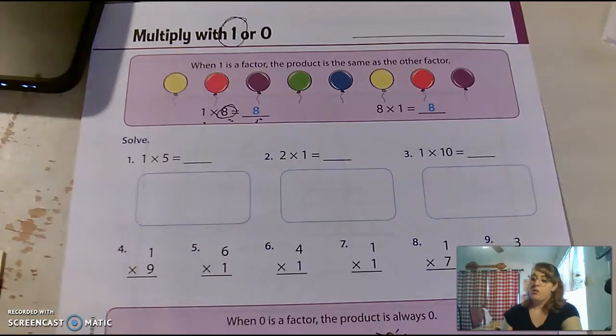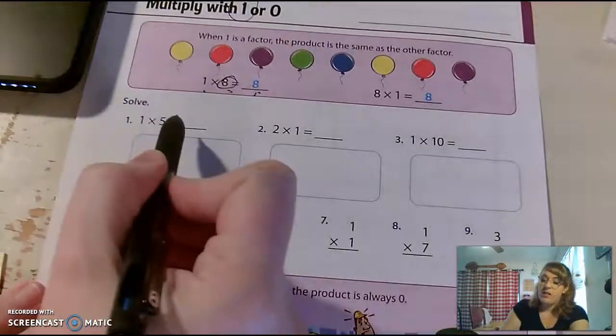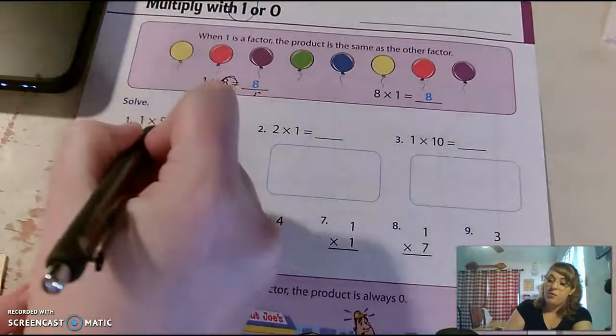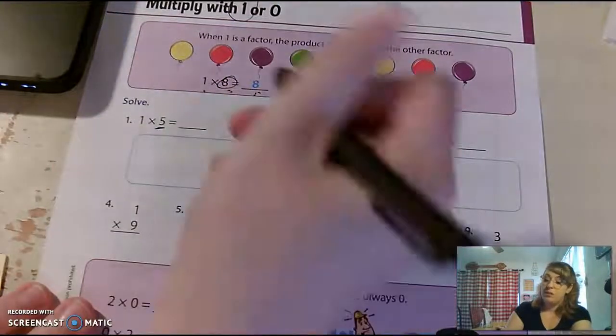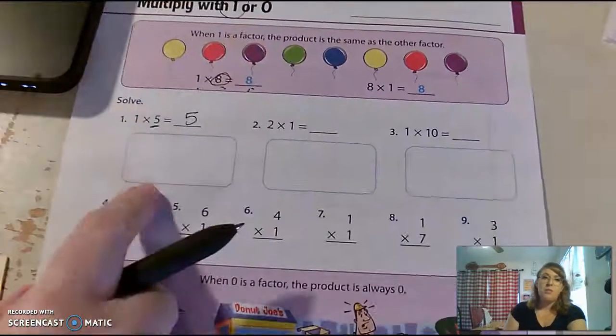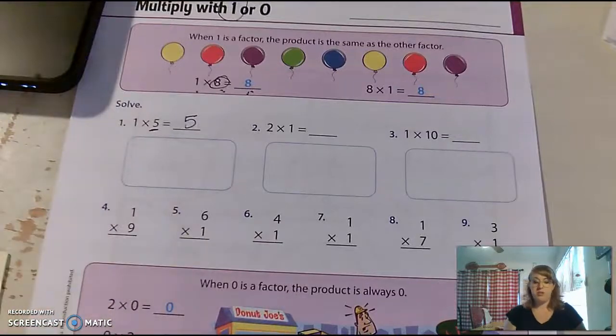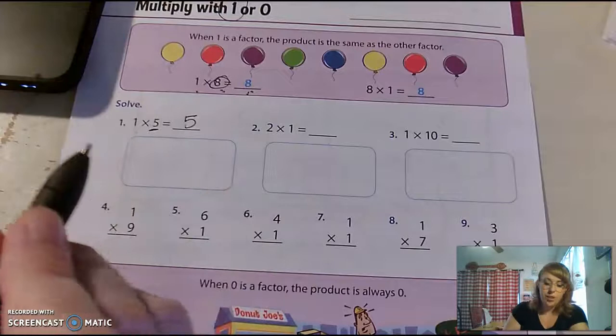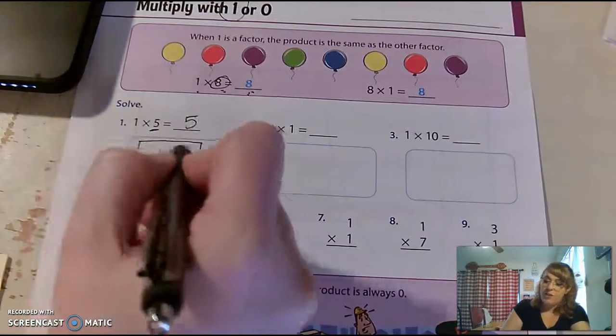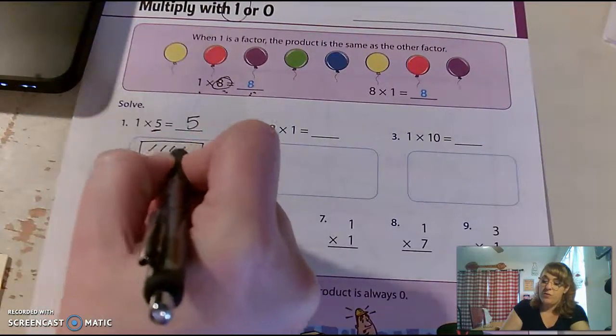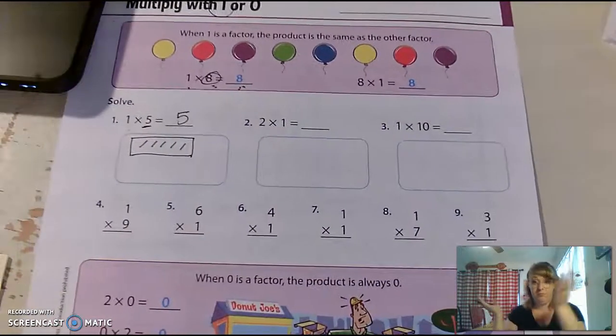Okay? So let's look at this. 1 times 5. Well, if I'm multiplying 5 times 1, it's going to be 5. Well, Mrs. Forte, why are they having me draw a picture? Because they want to make sure you understand this concept. So, I have one group of 1, 2, 3, 4, 5. That's it. Piece of cake.